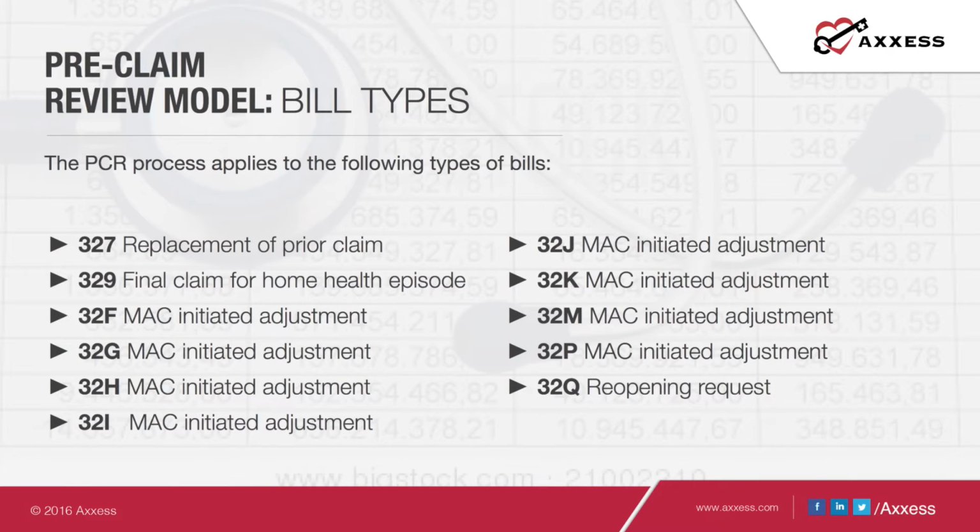Now, when we're talking about bill types for pre-claim review, we're talking about final bills or final claims, or they may also be referred to as end-of-episode bills. And the numbers that you see, the bill types are 327, which is a replacement of a prior claim, or a 329, final claim for home health episode, 32F, 32H, 32I, 32J, 32K, 32M, and 32P, those are all MAC-initiated adjustments, and they are included, as is 32Q, a reopening request.